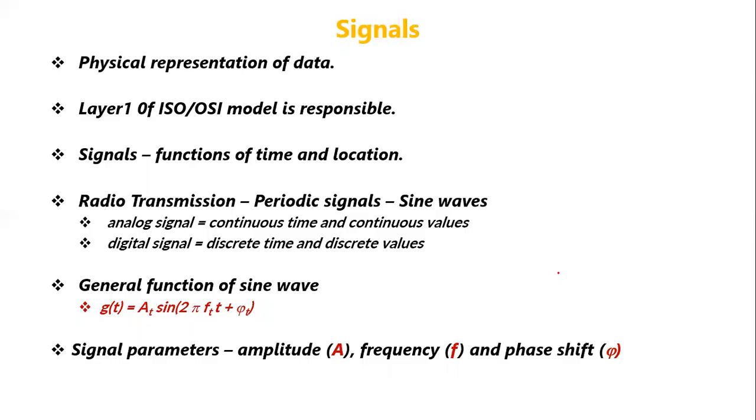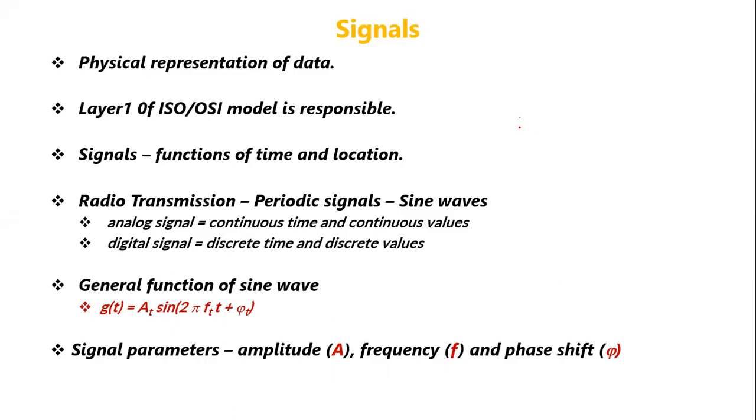There is A subscript t, f subscript t, and phi subscript t, which means that amplitude changes with respect to time. A subscript t means amplitude changes with respect to time. F subscript t means the frequency of the signal also changes with respect to time. And phi subscript t means the phase of the signal also changes with respect to time.